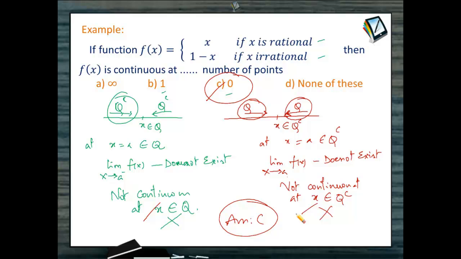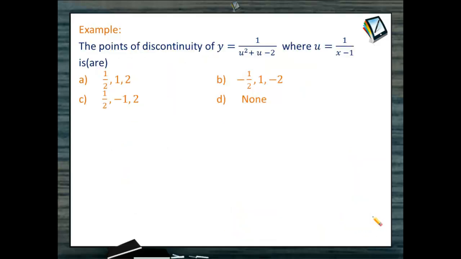So this is a discontinuous function with a non-removable discontinuity, or something called an essential discontinuity. This is what we call it when the limit does not exist, then it is an essential discontinuity. Now let's check a problem on composite functions continuity.